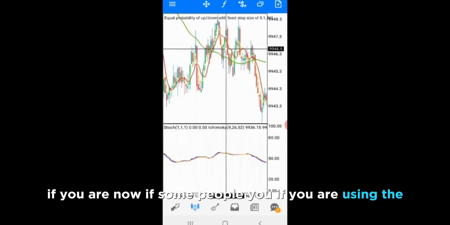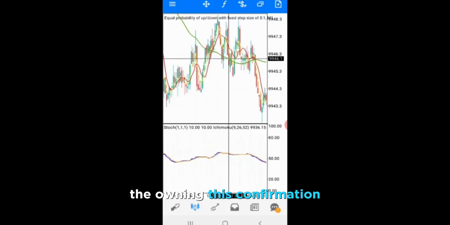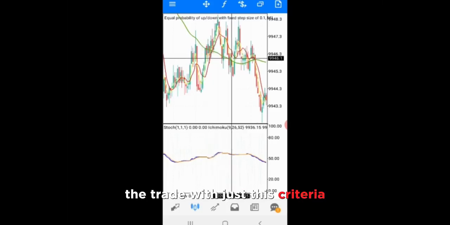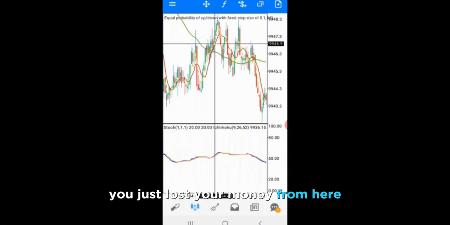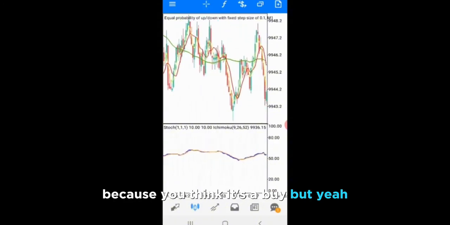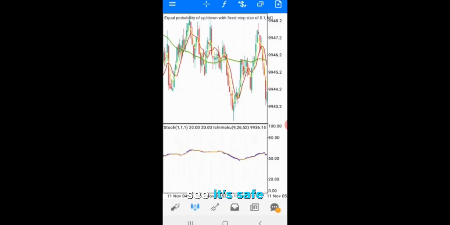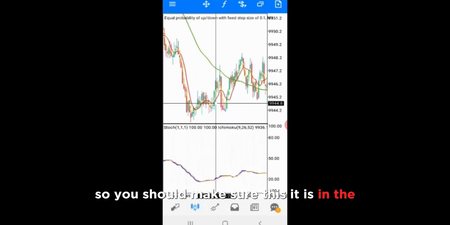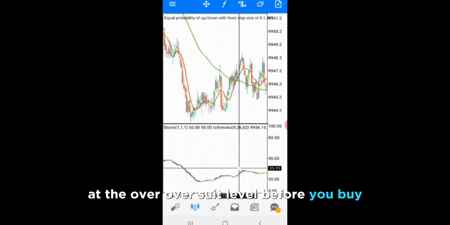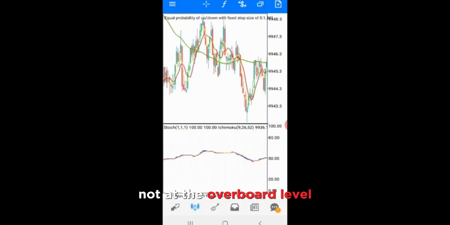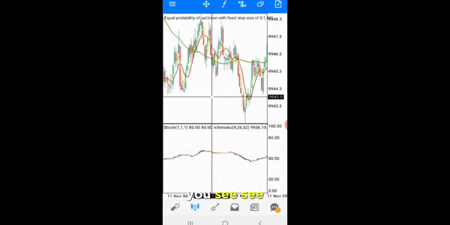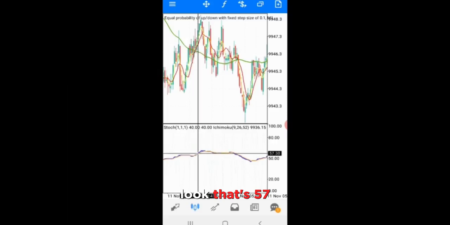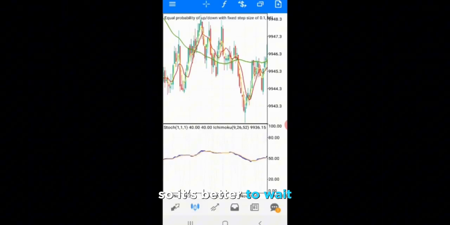So if you are using this confirmation, confirming the trade with just this criterion, you will lose here. You just lost your money from here because you think it's a buy. But see, you should make sure it is at the oversold level before you buy, not at the overbought level. You see it, look, it's at 57, not at the oversold level. So it's better to wait.